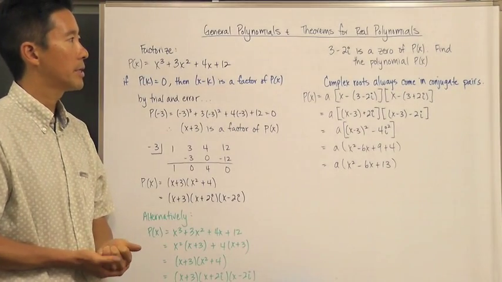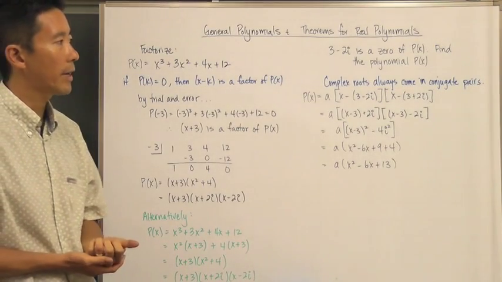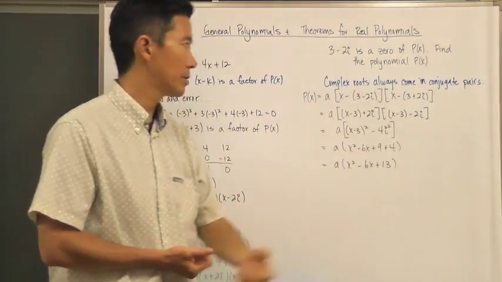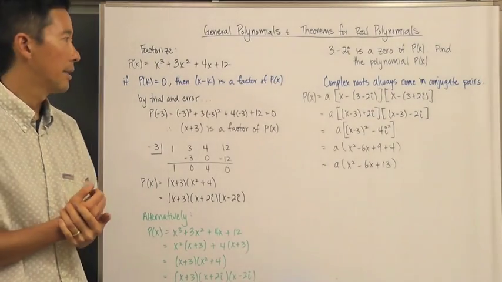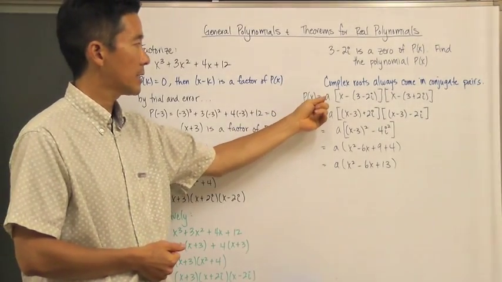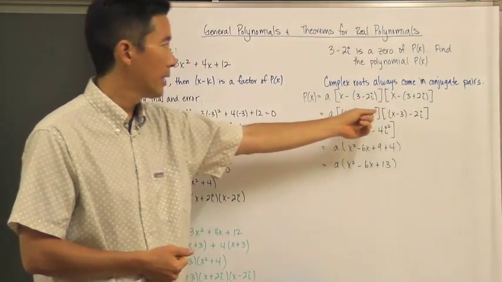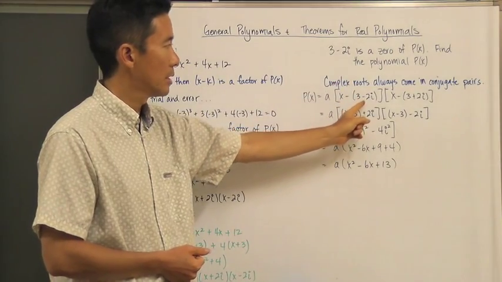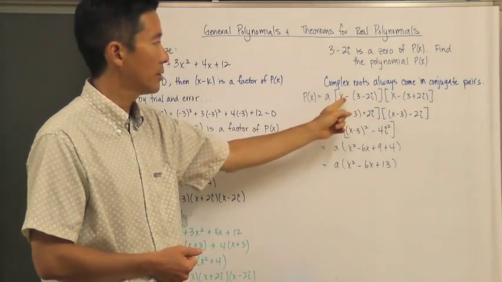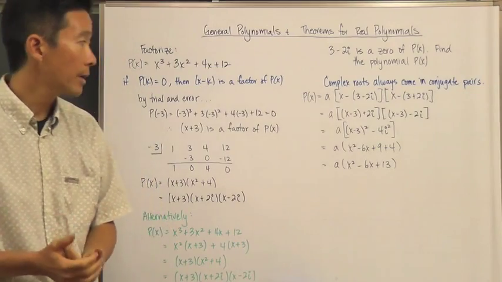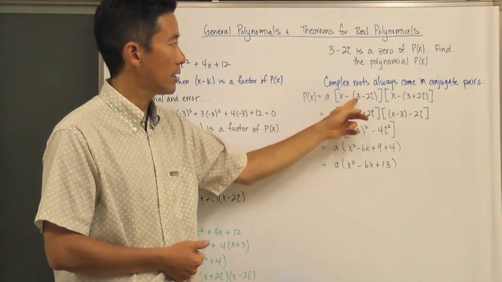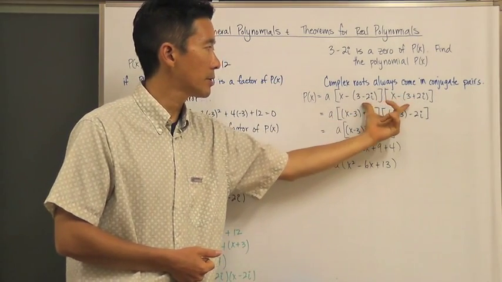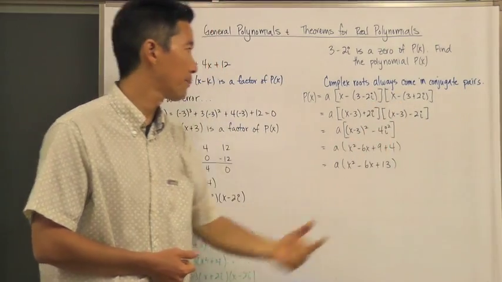Now, let's take a look at another situation here. It says 3 minus 2i is a zero of p of x. Find the polynomial p of x. Again, one thing that we want to remember is that complex roots always come in conjugate pairs. Therefore, p of x has to be equal to a times the two imaginary or complex roots, which are conjugate pairs of each other. Notice I've already put these into factor form, which is x minus the quantity 3 minus 2i, and x minus the quantity 3 plus 2i, and those, again, are conjugate pairs of each other.